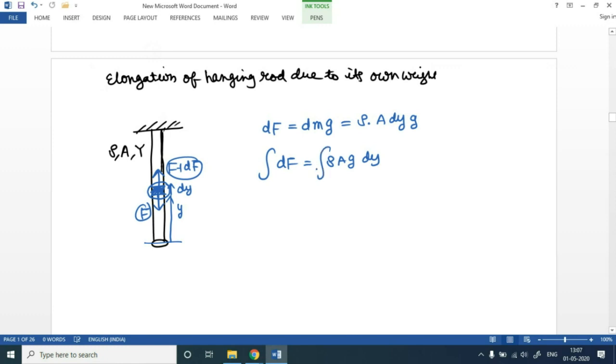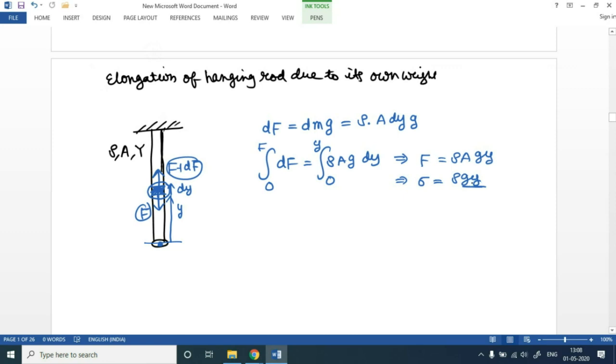If we integrate this term, rho A g into dy, with proper limits, at y equal to 0, at this point the tension or the force would be nothing but 0. As a function of y, we are willing to find out F. Rearranging this simply, F will be rho A g times y, and F by A, which would be sigma, would be nothing but rho g y over here. So that is the simple thing.